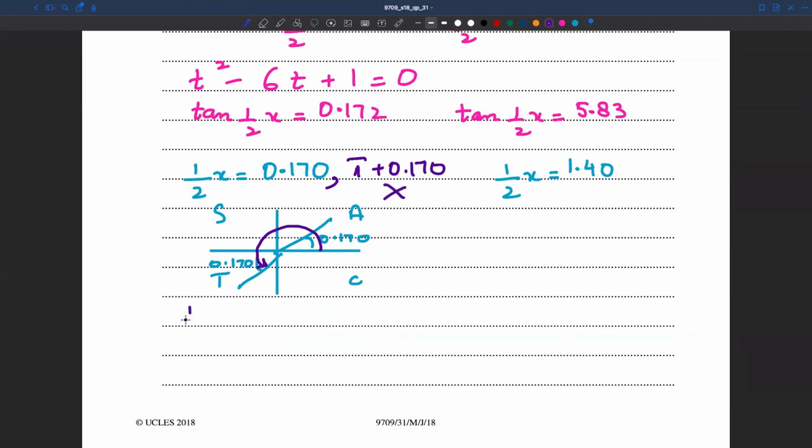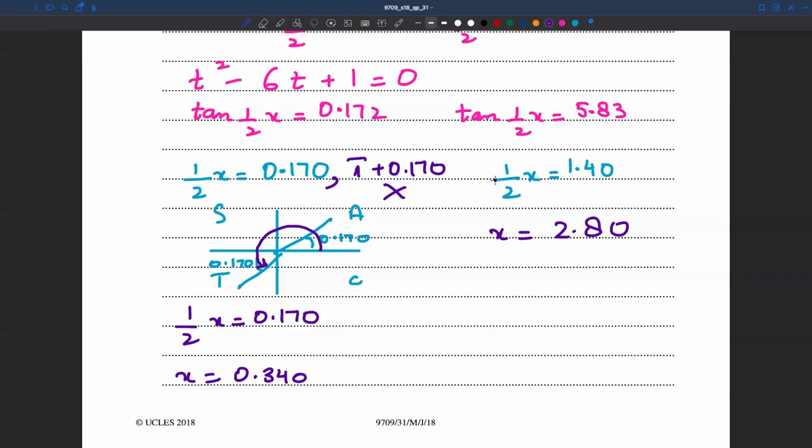So one of the values of x will be: half x equals 0.170, so x will be 2 times 0.170, so 0.340. Clear? And from over here, if I just multiply by 2, this will become 2.80. Is this less than pi? Yes, it is. So it means this will be my second answer. The other answer will be beyond pi, so we can ignore it.